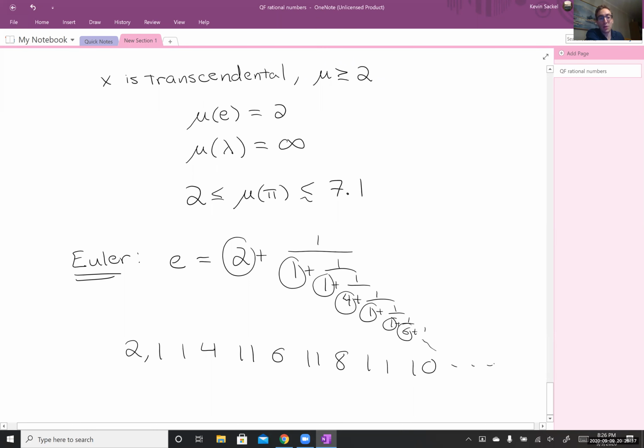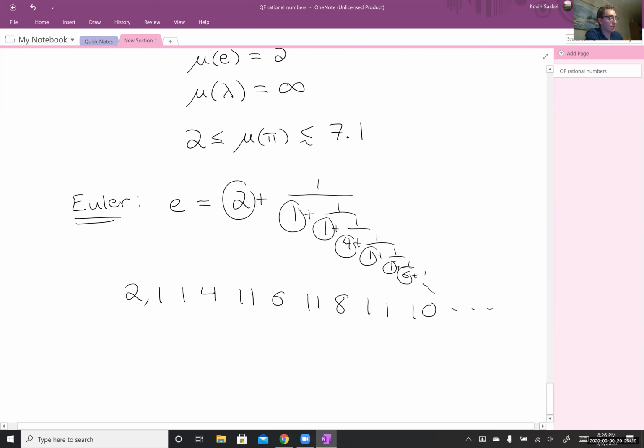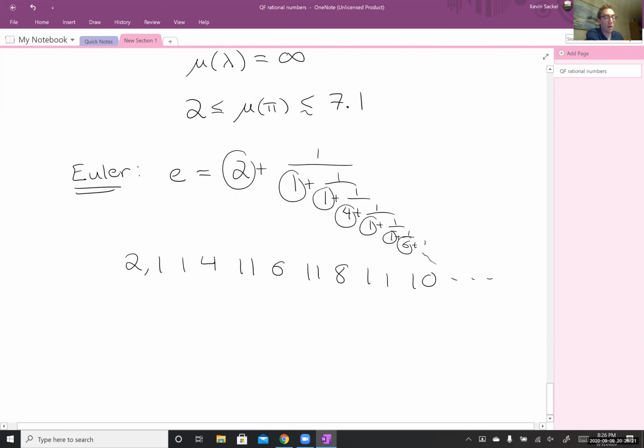So the actual numbers in the continued fraction expansion are not getting so large. They get large linearly. And because they get large linearly, it turns out that you can check that the continued fraction expansion is good enough to show that the irrationality measure of e is 2.